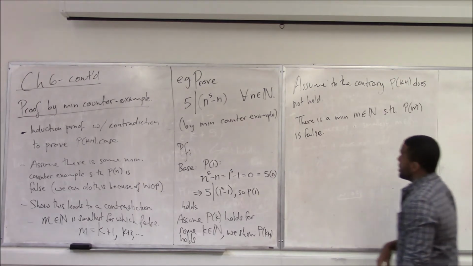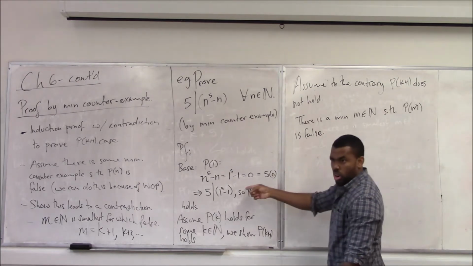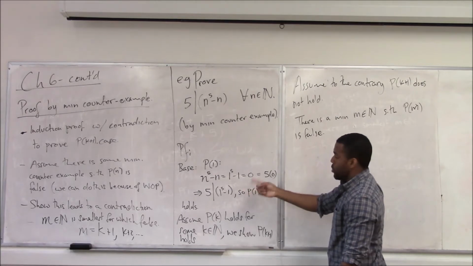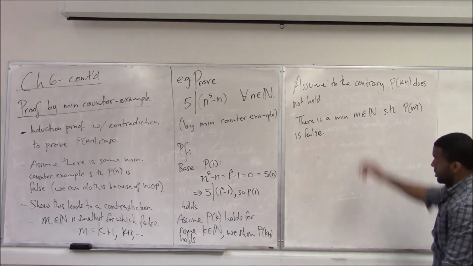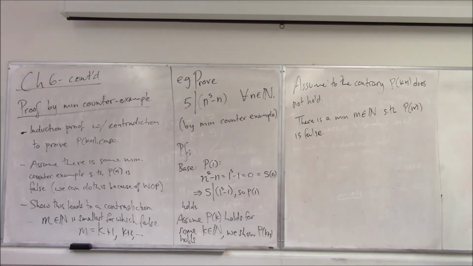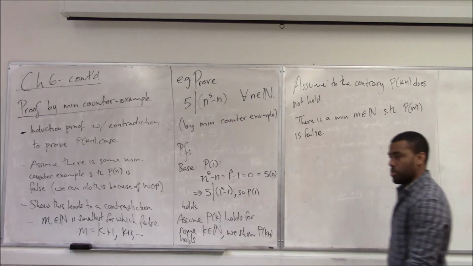So we know at least that our m has to be bigger than 1 because it works at 1. And we might need to prove some extra cases which we're going to look at. But I'm assuming there's a smallest guy for which it's false, and I'm going to show that this has to be a contradiction. There is actually no smallest guy for which it's false.